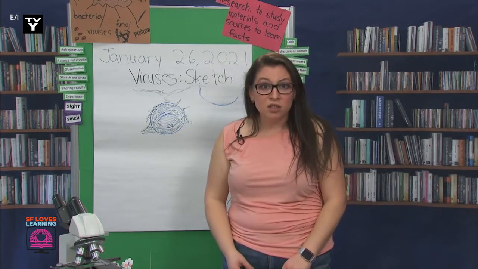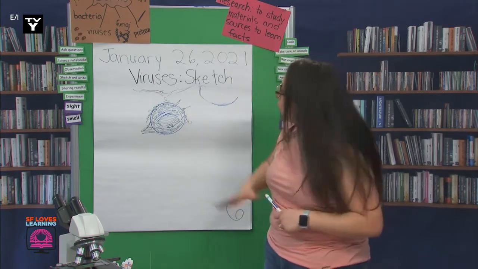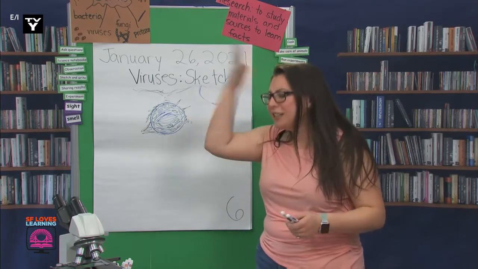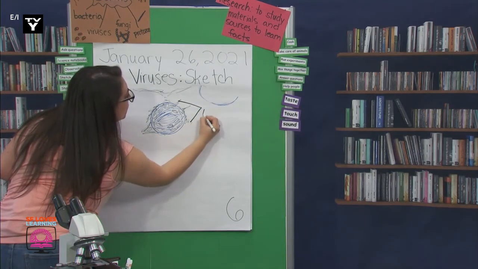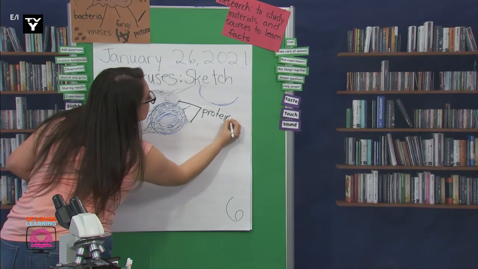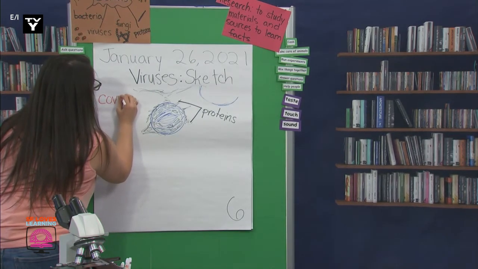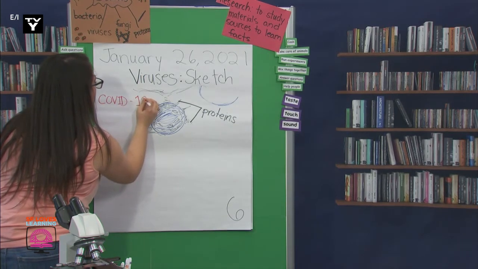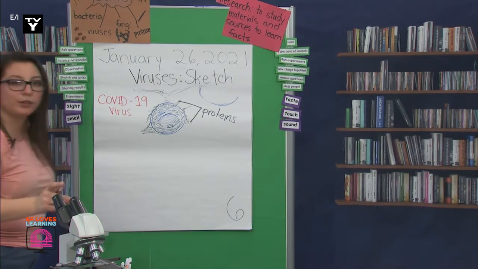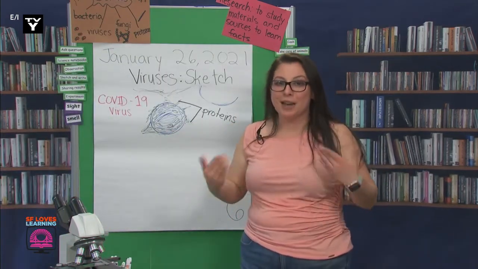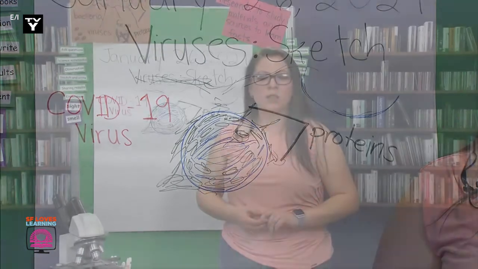You know what I realized about my sketch though? It doesn't have any labels or explanations. I'm going to point to the squiggles and write proteins, and I'm going to write COVID-19 on the side so I remember which virus it is. Proteins. COVID-19 virus. All right. Great. Now I've got the ABCDEs in my sketch, and I think we determined that the illustration by the scientists from the CDC also had the ABCDEs, for the most part.